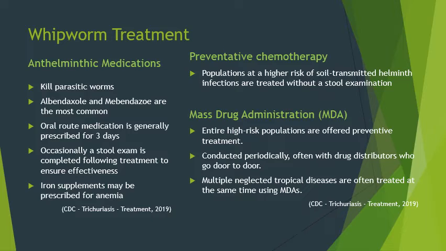Drugs used to treat whipworm are safe and inexpensive and often donated to areas that need it. Entire risk groups are often given preventative treatment at one time. Mass drug administrations are conducted periodically and often given door to door. Multiple neglected tropical diseases such as whipworm and hookworm, river blindness, and lymphatic filariasis are treated at the same time using the same MDAs.